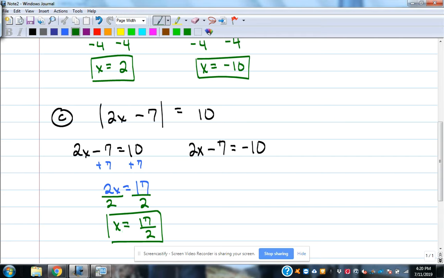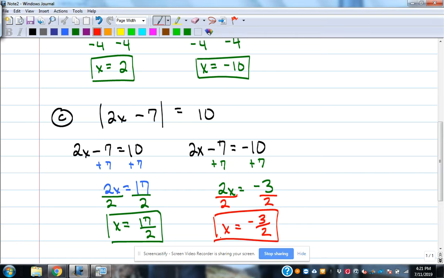And what you're most likely to see, you're not going to see them change it to a decimal unless there's decimals in the original problem. So let's do the other equation. If we work out here and add 7, 2x is equal to negative 3, and then divide by 2, and we'll get another fraction, negative 3 over 2.